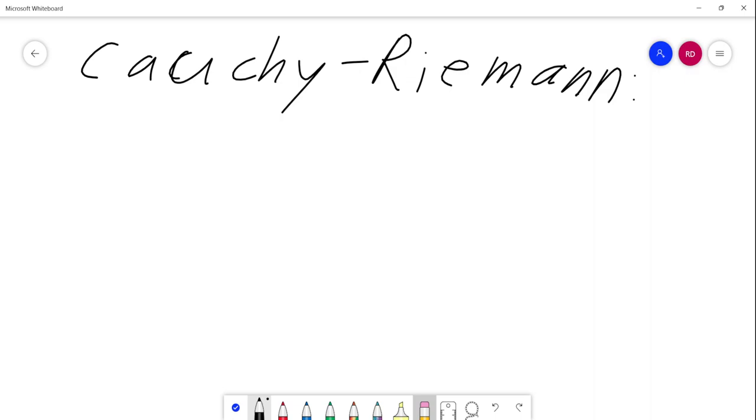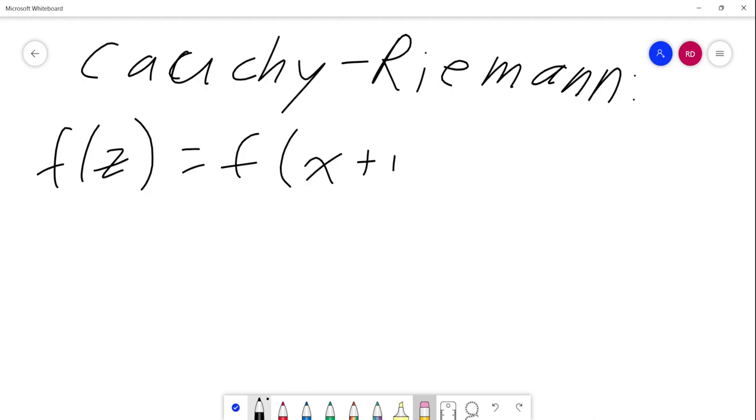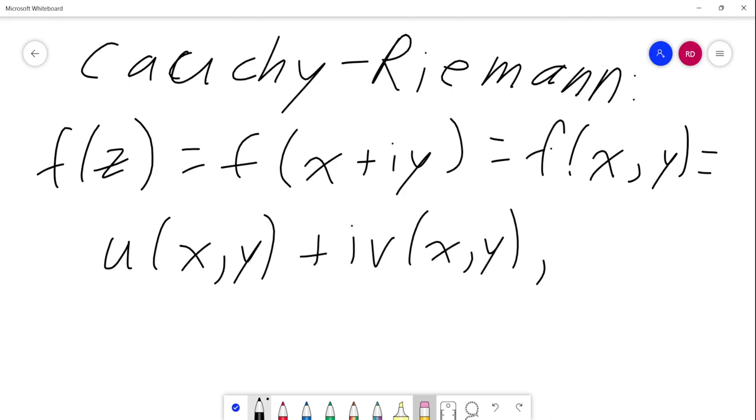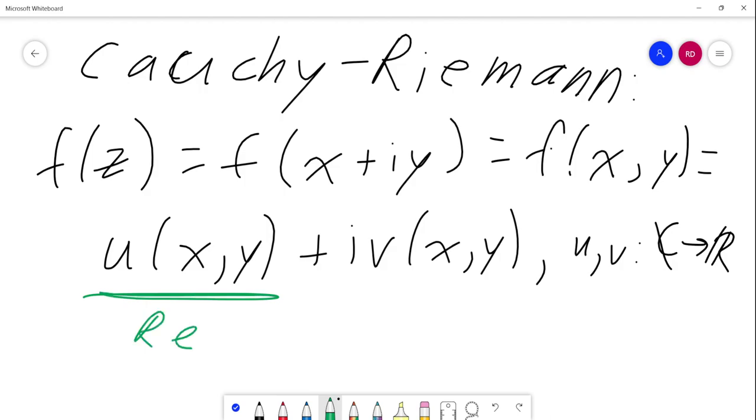To do these, you write the function as a coordinate function. So instead of writing f of z, where f is a function of a single complex number, you write f of x plus iy, or you could write f of x comma y if you prefer, it's the same thing. And this becomes u of x y plus i v of x y, where u and v are both taking the complex number x comma y and mapping it to a real number. That is to say, this is the real part and this is the imaginary part.